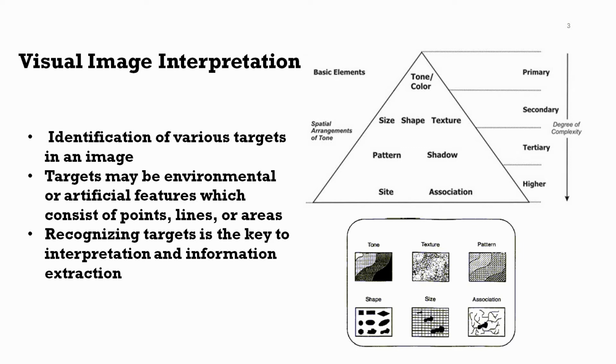The first primary element is tone, and then the secondary elements are size, shape, texture, then tertiary: pattern, shadow, followed by the site and association features. All in all, by using all these 7 or 8 elements, we could very rightly identify almost all features which are located in a satellite imagery. So we'll try to analyze all those things one by one.